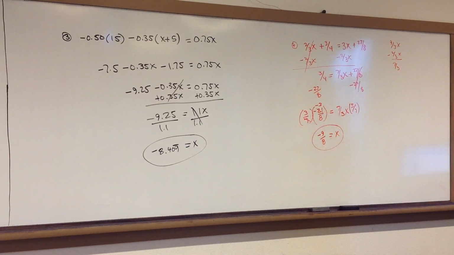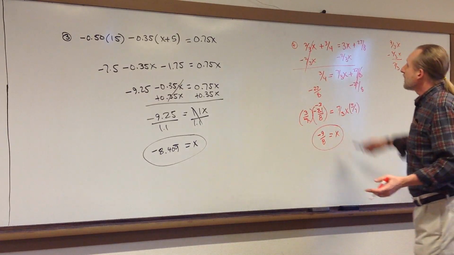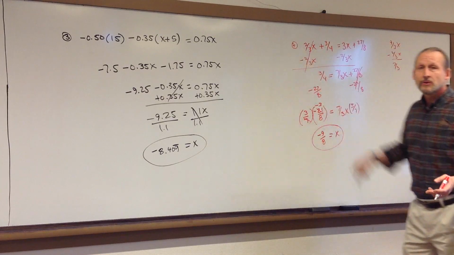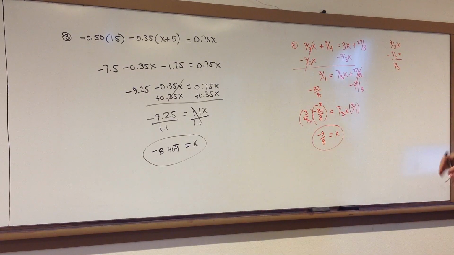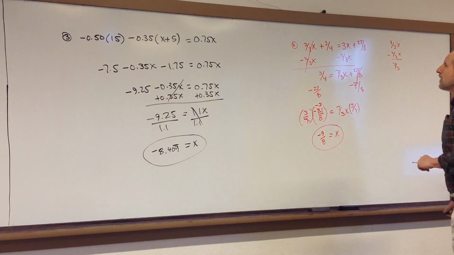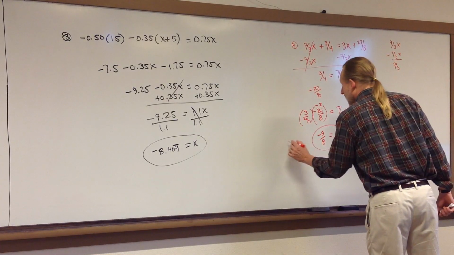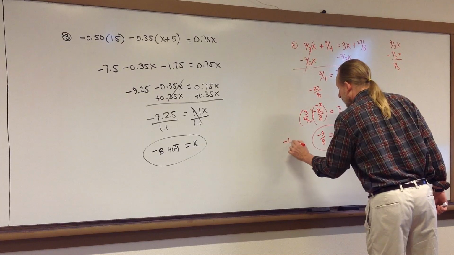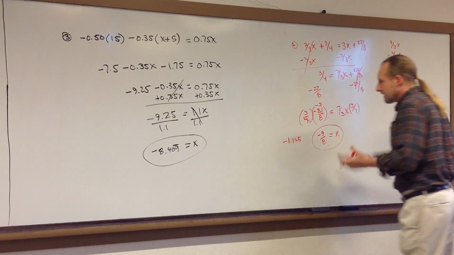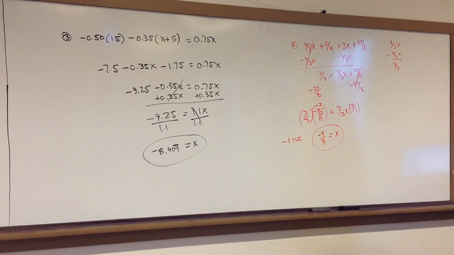Now, if you did this using decimals, you're going to have to be careful because this is a repeating decimal, and so you want to include a lot of that repeating term, otherwise your answer will be off in the end. But down here, if you call this negative 1.125, that's the same as negative 9/8, and that's fine.